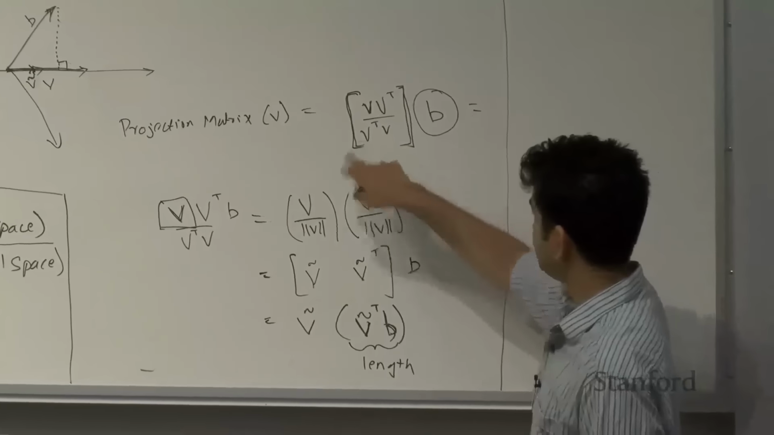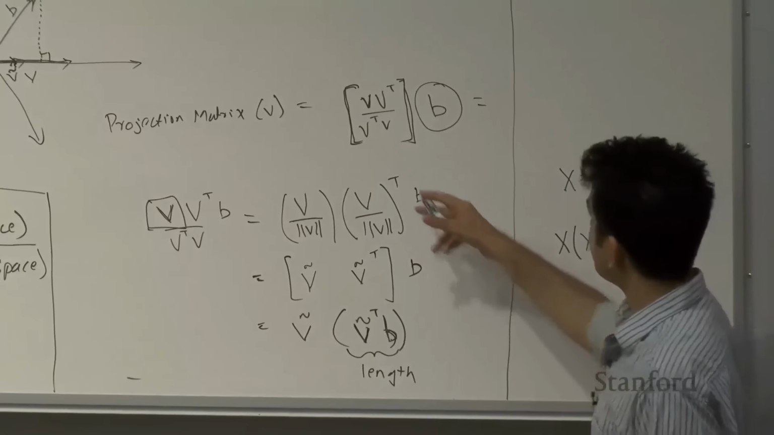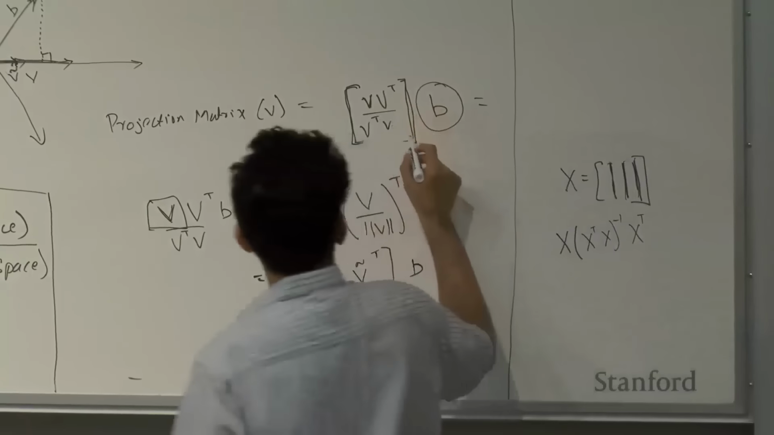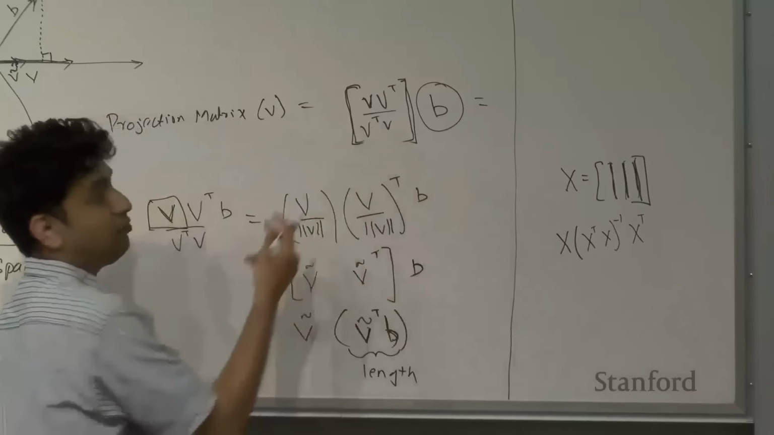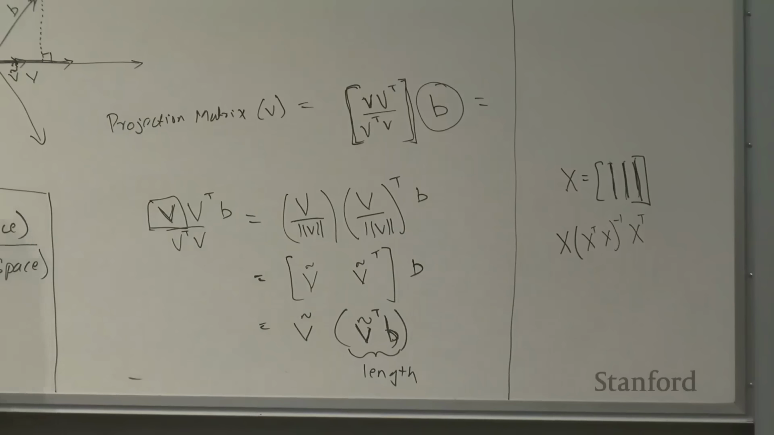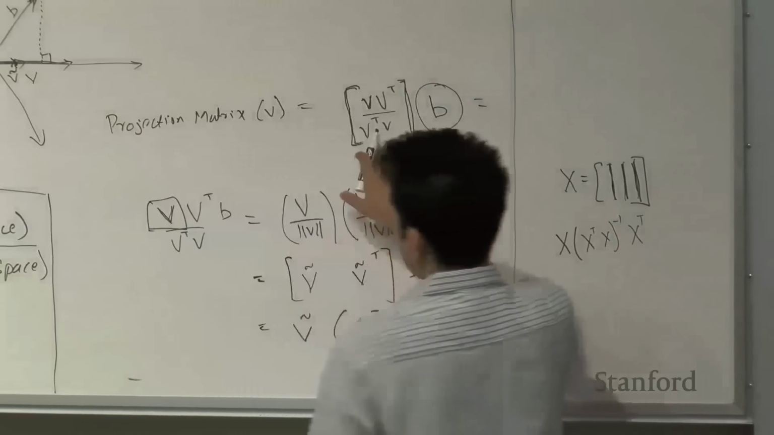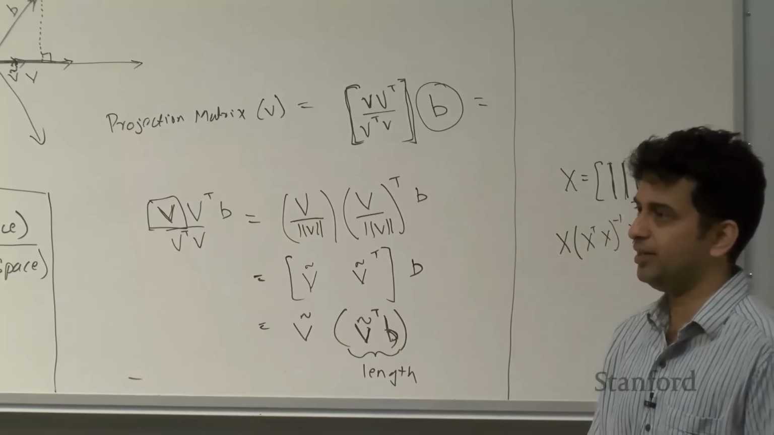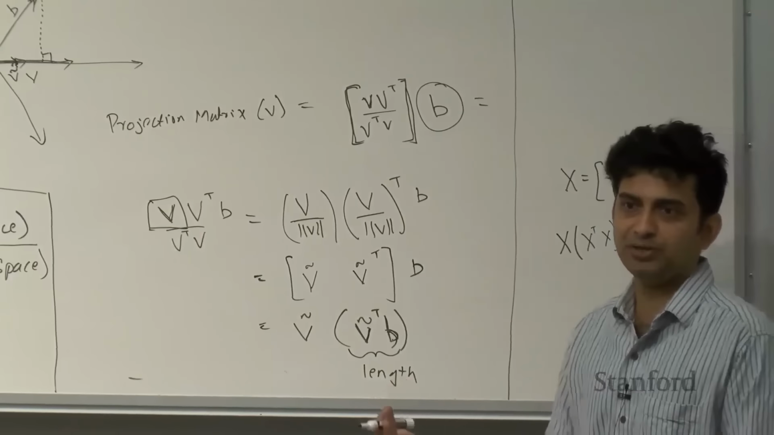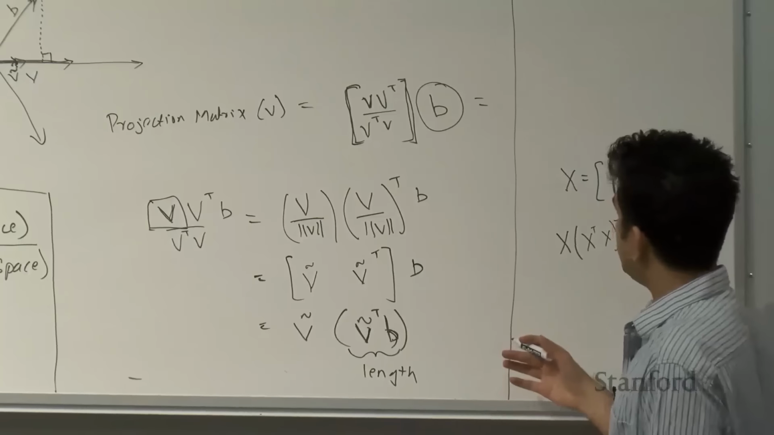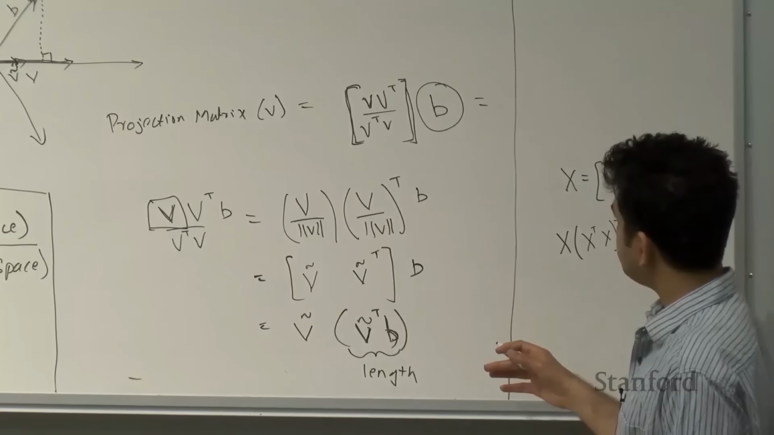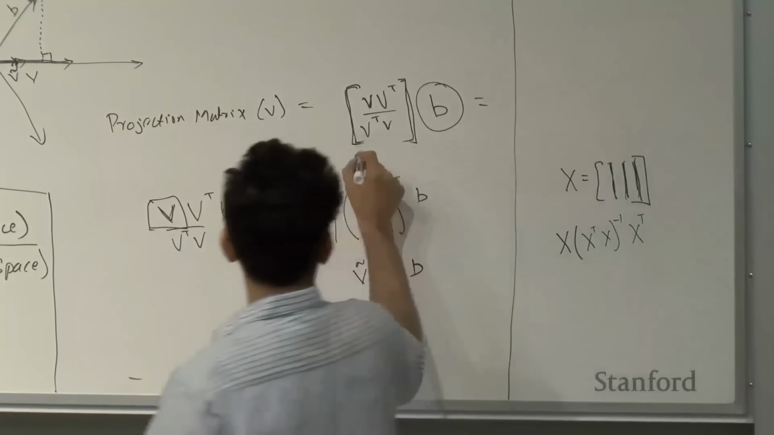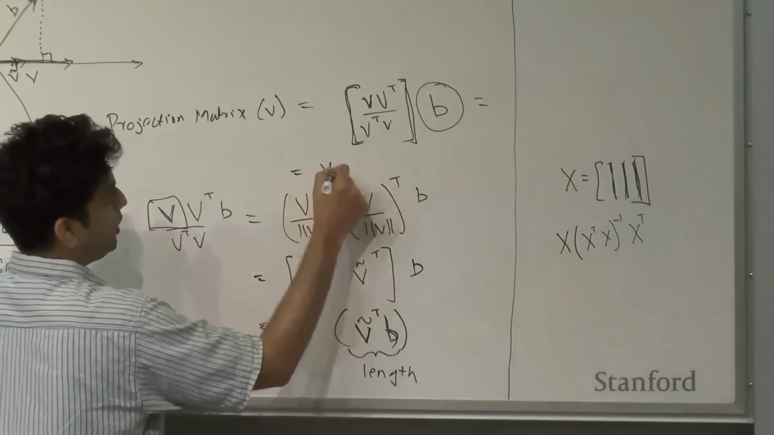This looks different from this, and that's because V transpose V was a scalar, and you can divide something by a scalar. But X transpose X is going to be a matrix, and you cannot divide something by a matrix. It's not even a meaningful operation. How do you even go about doing it? So the right way to think about this is to rewrite this as V.